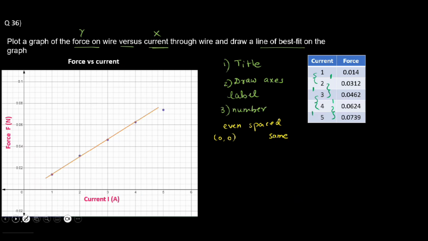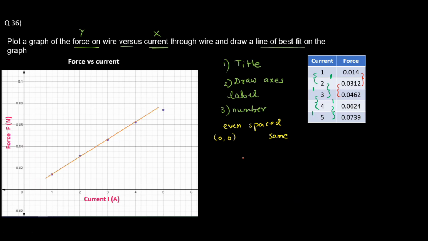But when you look at the readings on the y-axis, you will notice that the difference between two consecutive numbers is not the same. The difference between 0.14 and 0.0312 will not be the same as the difference between 0.0462 and 0.0312. So I cannot take these values and directly put them on the y-axis. I need to space them evenly. So how do you do that?